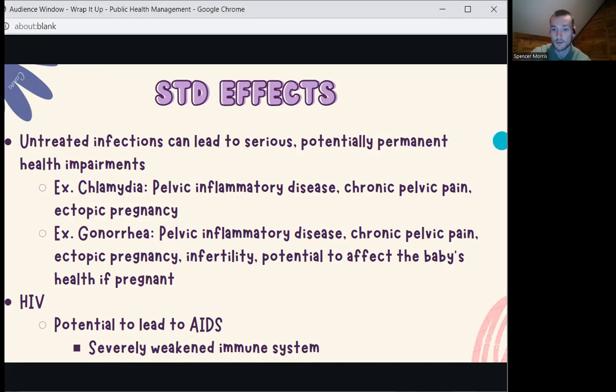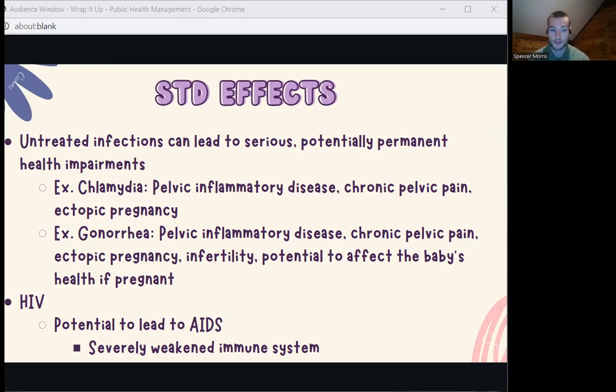HIV is one of the most common STDs and, of course, can have serious effects if gone untreated. Just some background information: HIV, also known as human immunodeficiency virus, is a virus that attacks the body's immune system. If untreated, HIV will lead to AIDS, which is acquired immunodeficiency syndrome. AIDS is what is considered stage 3 HIV.